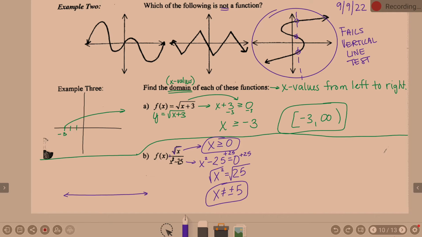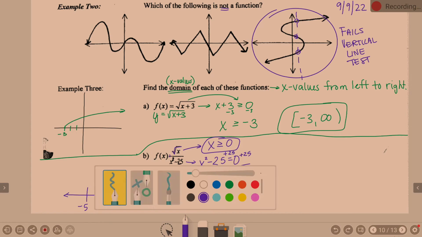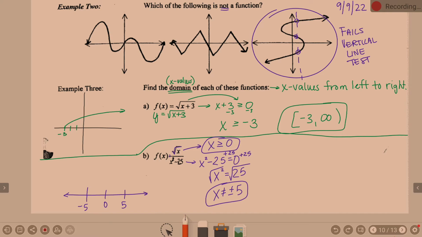On my number line, I'm going to put a -5, a 0, and a 5. Those were the numbers that came up in this problem, so those are the numbers I care about. X cannot equal 5 or -5, yes? You can think of crossing them out, or what I'm going to do for right now is put an open circle, like there's a hole there, because the graph will not exist at 5 and -5.